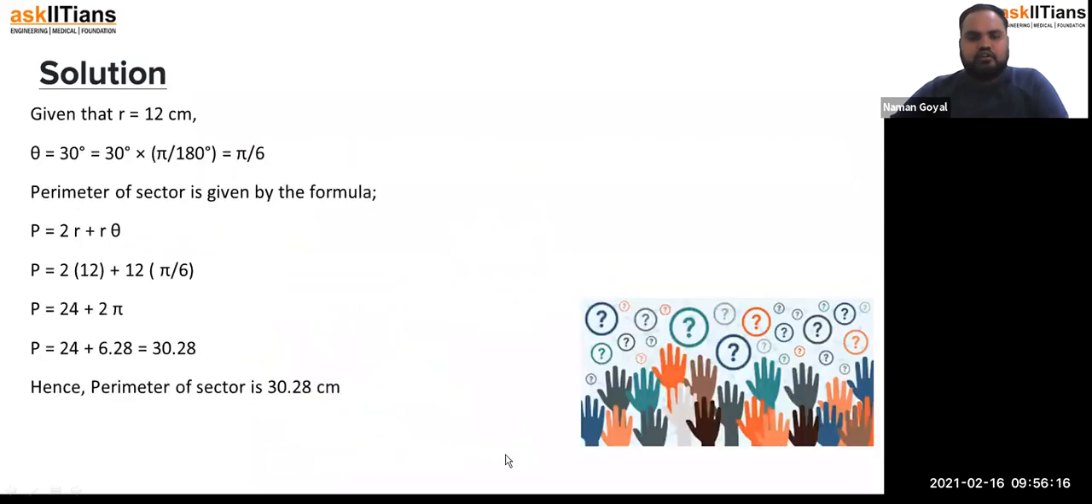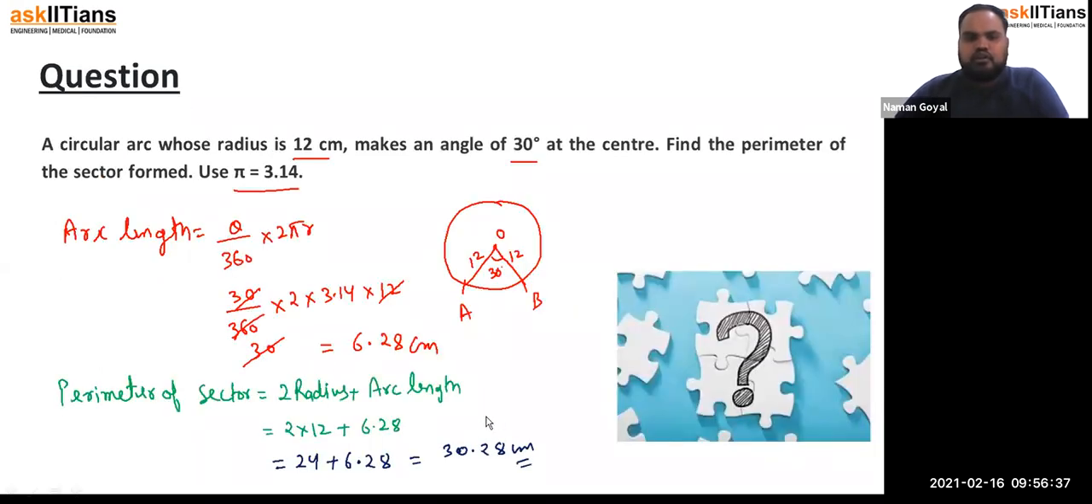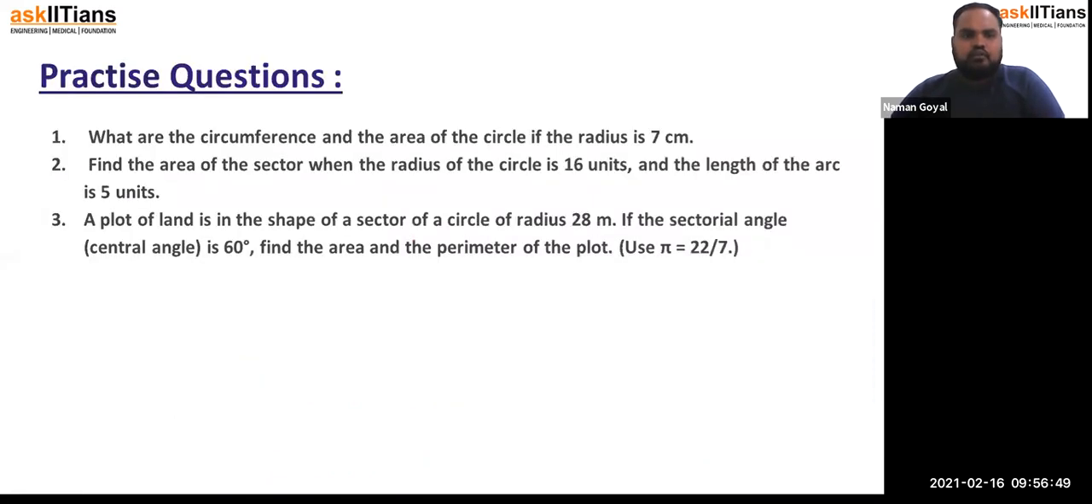Okay, so the answer we got is 30.28 centimeter. If you see, we do the same method. Radius is 12 centimeter, theta is 30 degree. So you can use the concept of that part as this one also, or we can use the direct formula. We definitely get the same answer, 30.28. If you see in this slide, we got 30.28 as the answer. The concept behind that is we have to find the length of arc, then add twice the radius to the length of arc. Okay, so you can do this.